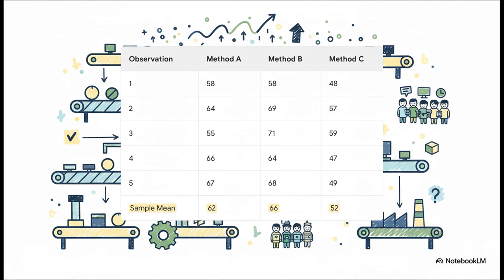All right, so after a week, the experiment is done. And here's the data they got back. You can see the numbers for every single one of the 15 workers. And look down there at the bottom. Those are the averages for each group. We've got 62 for Method A, 66 for B, and only 52 for Method C.